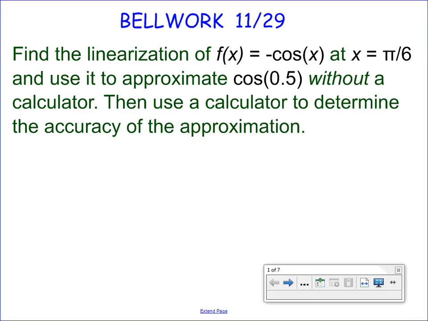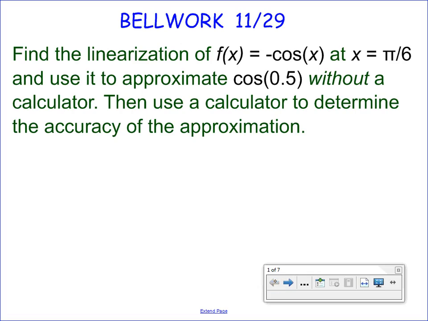Welcome back. Let's go ahead and take a look at our linearization. So we can approximate function values using a tangent line, and that's what linearization is. It's a fancy word for using a tangent line to approximate function values. Let's generate the linearization of f of x equals opposite of cosine x at x equals pi over 6, and we'll use it to make an approximation.